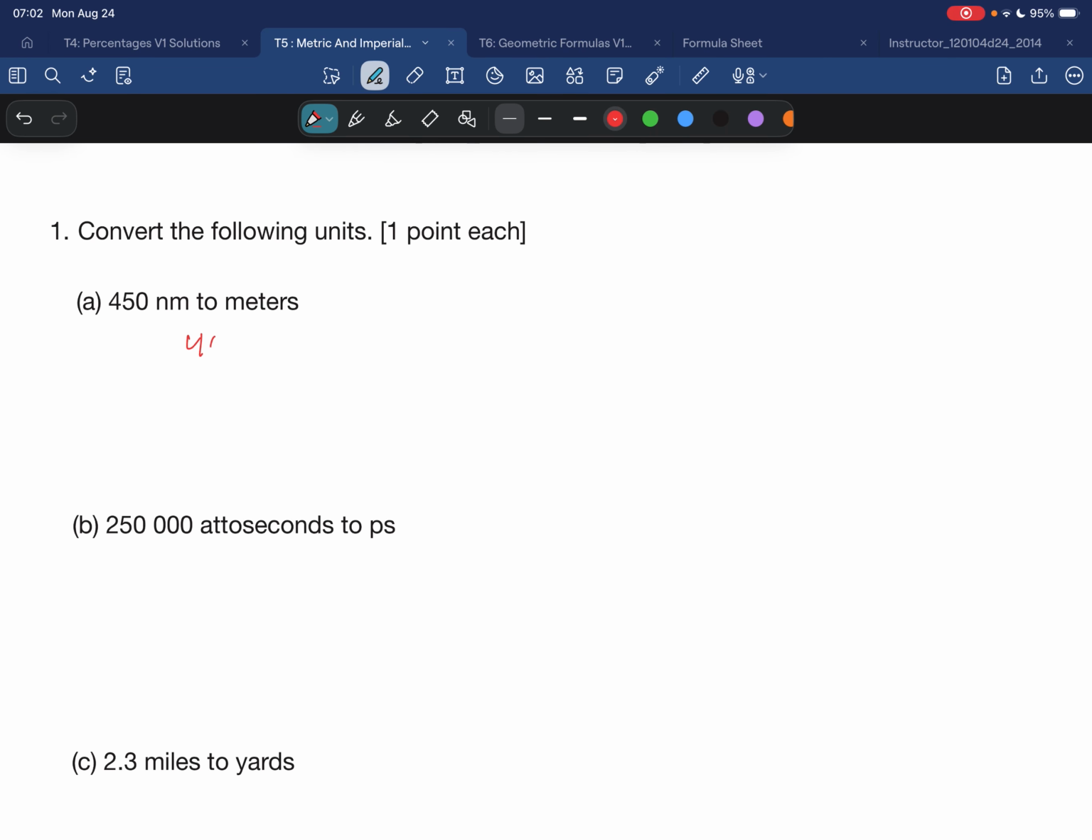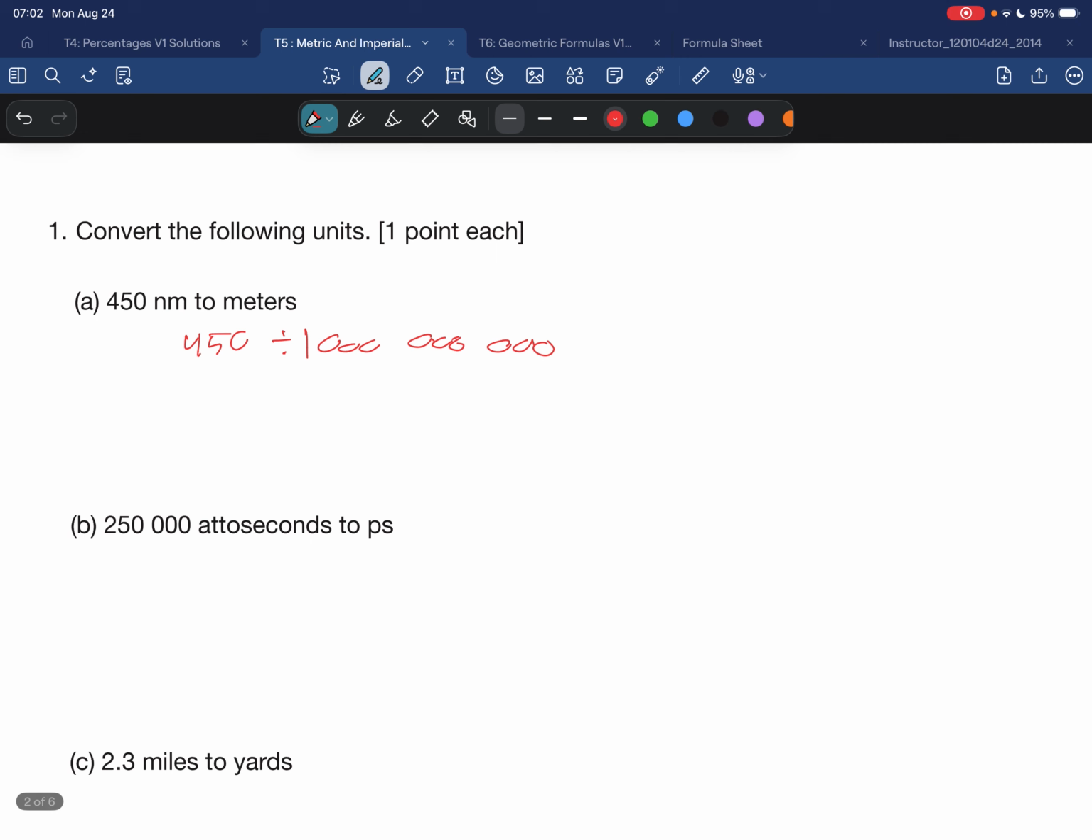So we're going to take 450 divided by 1, 1, 2, 3, 4, 5, 6, 7, 8, 9 zeros, otherwise known as a billion here. And that will leave us with an answer of 0.000000450 meters. That is our answer. So when I do a bunch of conversions like this, that is how I'm using the chart. That is how I'm moving around it.